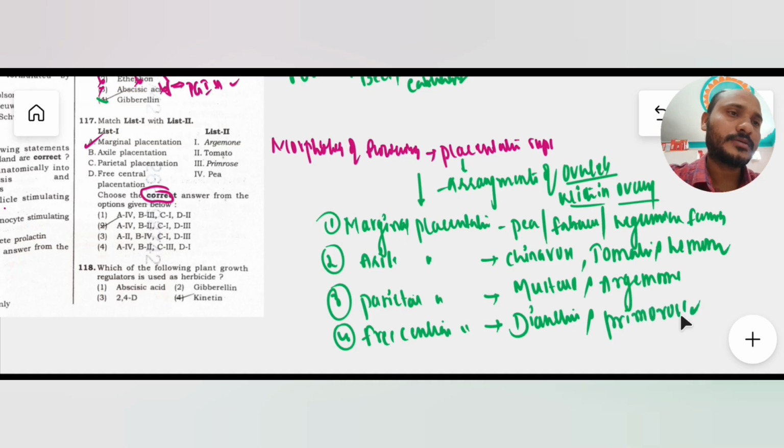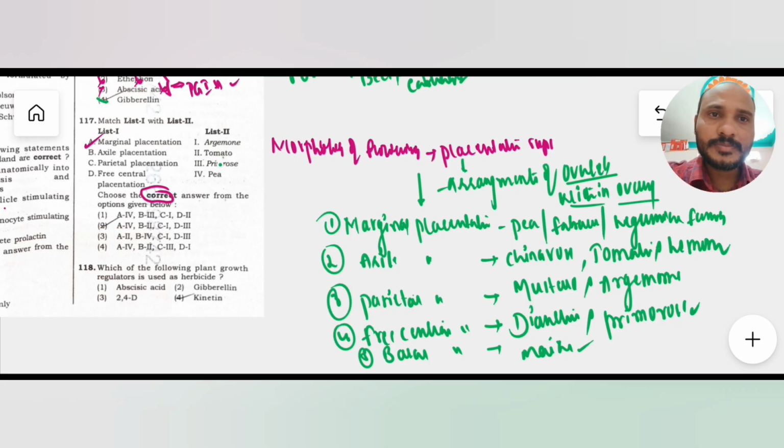So these are the different types of placentation we have. One more is basal placentation, generally seen in marigold. Likewise we have different types of placentation. Now let's start matching the following.